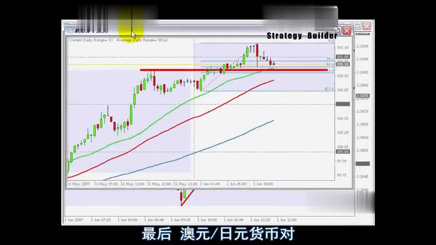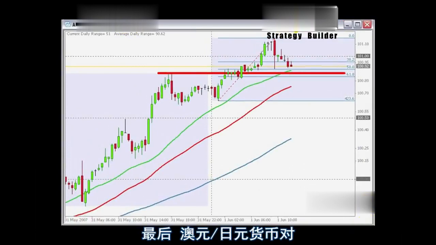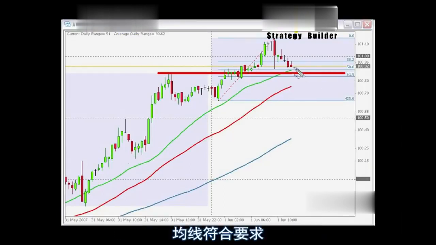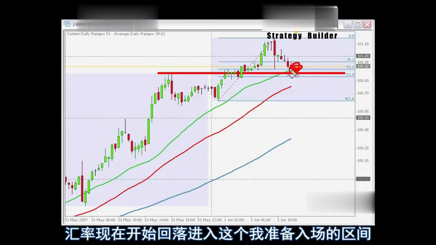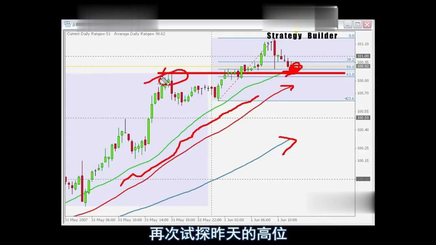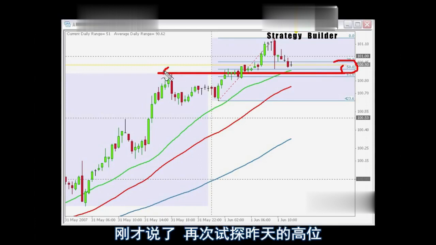And lastly, the Australian dollar against the Japanese yen. In the 30 minute chart, we're also seeing a nice uptrend, as per my moving averages. We are now retracing back into the area I like to buy from, which is the dynamic area of support. Very beautiful moving average formation, retesting yesterday's high, and also the 50% Fibonacci level, which, as you guys know by now, is my favorite Fibonacci level, retesting yesterday's high right there.